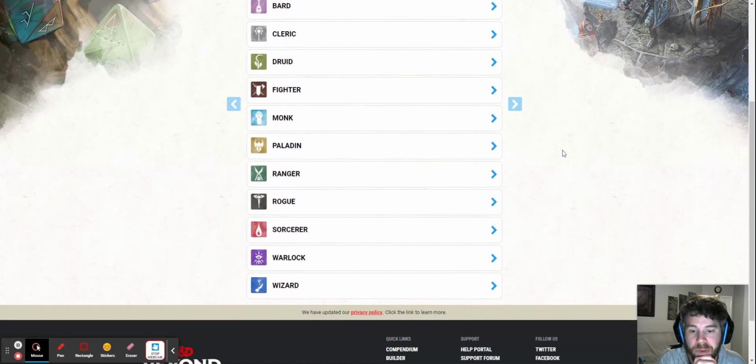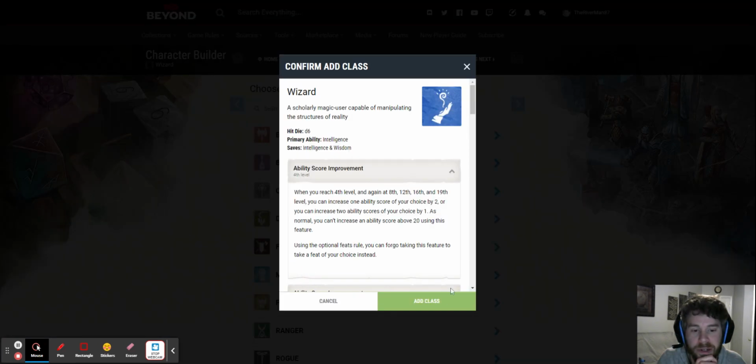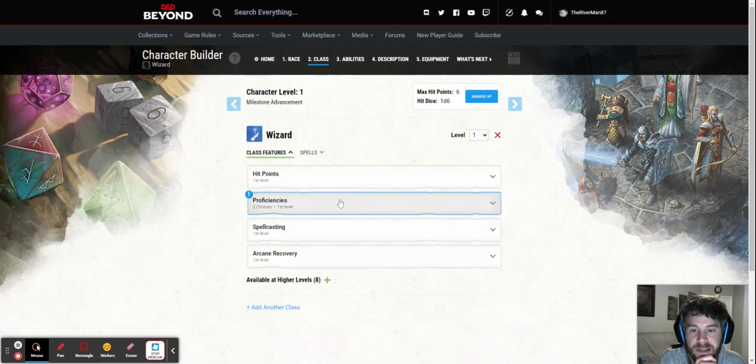Like I said, we're going to be creating a wizard. So we're going to go down here and click on the wizard. Add class. As a wizard, you're going to be focusing mostly on intelligence. That's going to be your bread and butter. The physical stats, strength, dexterity, and con, are going to be much lower on the totem pole for a wizard, because you're going to be using your intelligence to not only spellcast, but for a lot of the things that are baked into the class. You're going to really want to make sure that stat is really high.